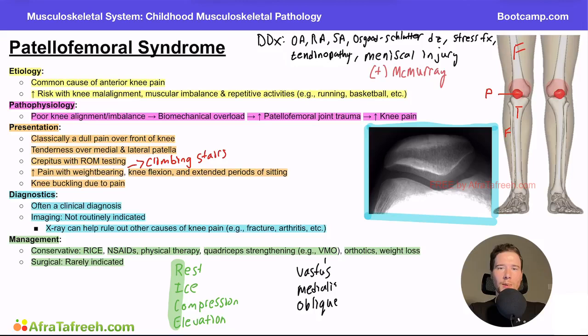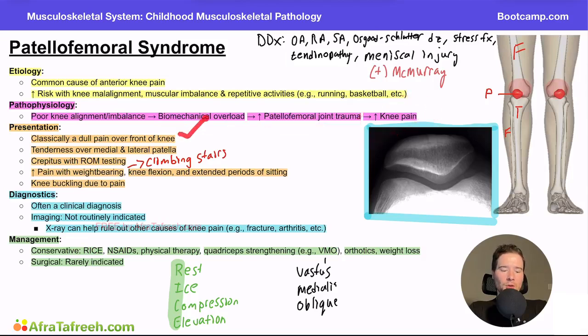So just a quick summary to wrap up this video. We're talking about patellofemoral pain syndrome. Remember, there's a lot of different things that can present with knee pain, and we need to think about one or two things to differentiate them so we can get our questions right on test day. When we think about the etiology here for this condition, this is commonly going to present with anterior knee pain. There's increased risk with malalignment of the knee, muscular imbalance, and repetitive activities. The pathophysiology ties into these risk factors, right? If you have these things, you're going to increase biomechanical wear on the joint, which can increase trauma and ultimately lead to the knee pain.